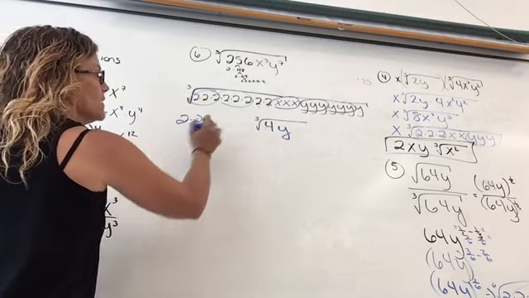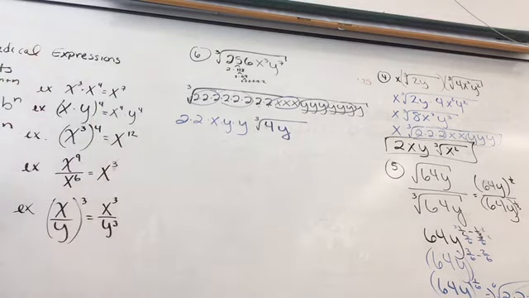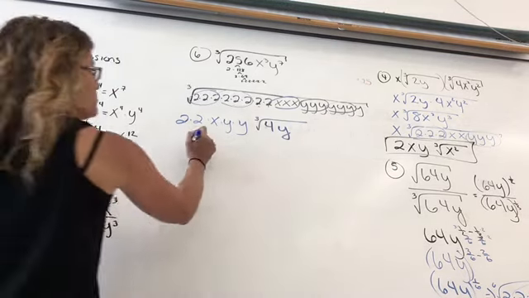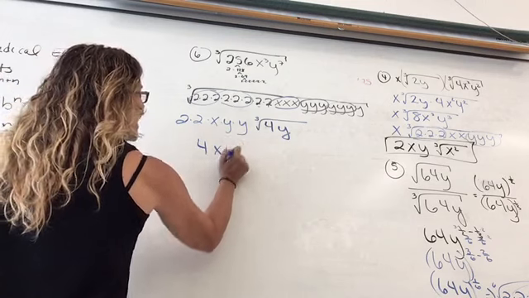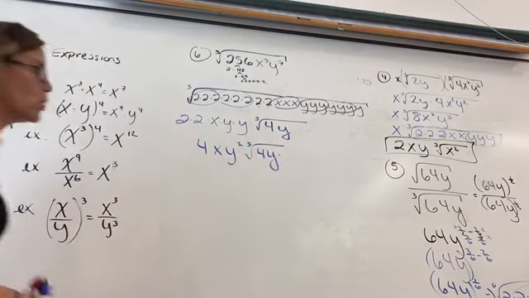I have a 2. My groups come out as 1. I have an x, and I have 2 groups of y. Now I'm going to squish it all back together. So that's 4xy squared cube root of 4y.